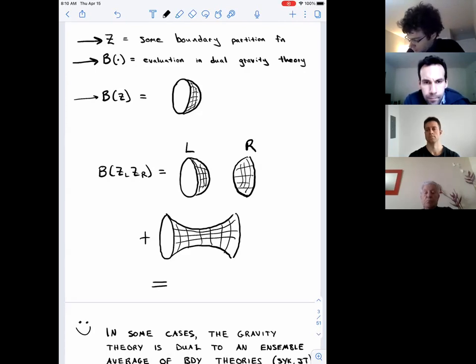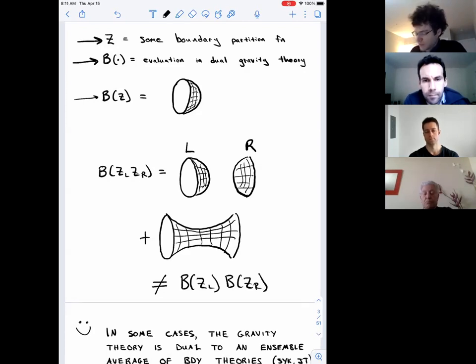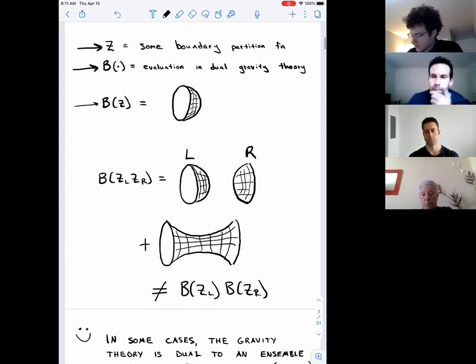And this, at least naively, is not going to be equal to B of Z left times B of Z right. Because B of Z left times B of Z right would just be the first line in this equation. So we have some additional contribution when we have a pair of boundaries. And that's obviously nonsense, right? Because Z left, Z right on the boundary theory is just a product of Z left times Z right. So if B is just evaluation of that in the bulk theory, then it should also factorize. And the wormhole is some contribution that is not factorizing.